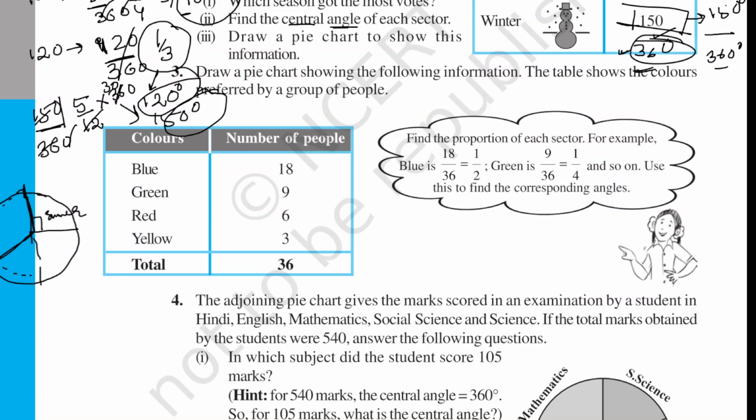120 degrees will be for the rainy season. And then the left angle will be for winter, a 150-degree angle will be left, and it will be for winter. So in this way we can draw our pie chart.